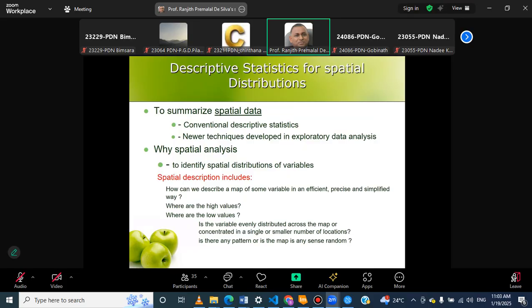To summarize the spatial data that we'll be using, we use conventional descriptive statistics to describe the data. And also we use new techniques developed for exploratory data analysis. You explore the data. You extract some of the characteristics of the data. We'll come into these examples later. So we use spatial analysis to identify the spatial distribution of the variable.